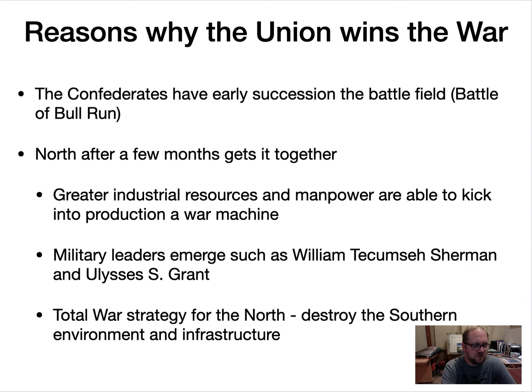One, their greater industry, their infrastructure, and their manpower are able to kick into war mode and really overproduce and mass produce over the South in bullets and guns and other manufactured goods. Also, by the first year, we start seeing some of these not so great generals being removed and some really good generals emerging in the North, like William Tecumseh Sherman and Ulysses Grant, to name two of the really strong Union generals to combat the strength of the Confederate generals. And then also the total war strategy of the North. Basically, the North was willing to destroy the Southern environment at all costs. Also, Lincoln's Anaconda Plan, basically his plan to suffocate the Southerners and their ability to trade with the outside world. It was very successful.